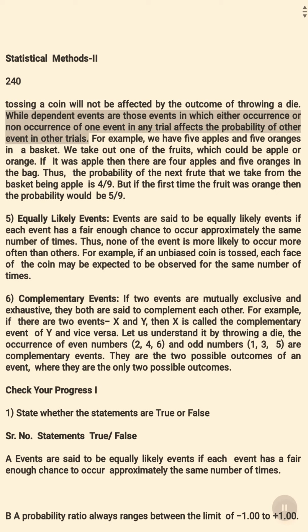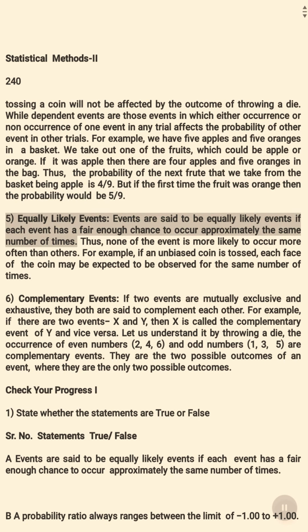While dependent events are those events in which either occurrence or non-occurrence of one event in any trial affects the probability of other event in other trials. For example, we have 5 apples and 5 oranges in a basket. We take out one of the fruits, which could be apple or orange. If it was apple, then there are 4 apples and 5 oranges in the bag. Thus, the probability of the next fruit that we take from the basket being apple is 4/9. But if the first time the fruit was orange, then the probability would be 5/9.